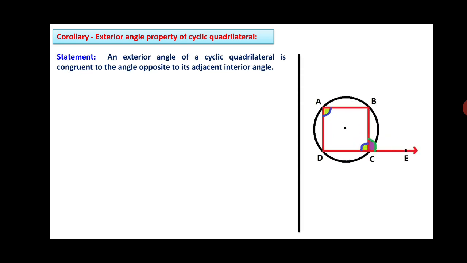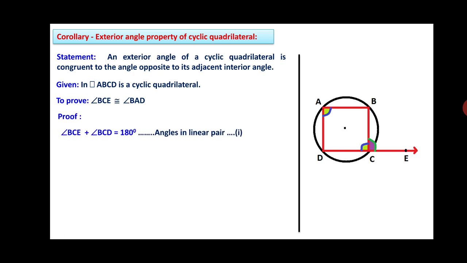The exterior angle of a cyclic quadrilateral is congruent to the angle opposite to its adjacent interior angle. So, this is the figure. So, we can write the given. Quadrilateral ABCD is cyclic quadrilateral. We have to prove that angle BCE is congruent with angle BAD as shown in the figure. So, let us start with the proof.